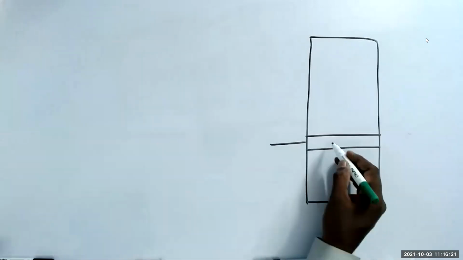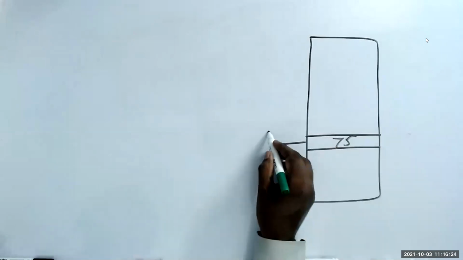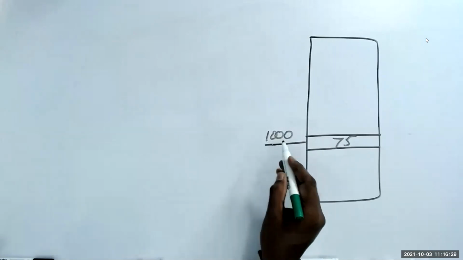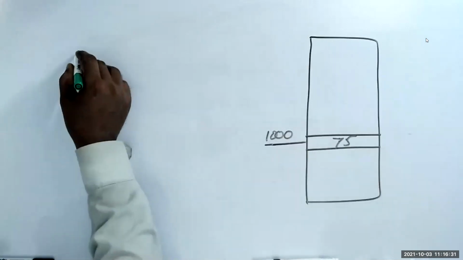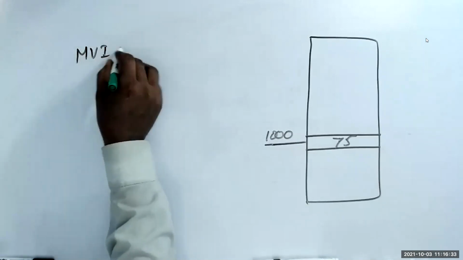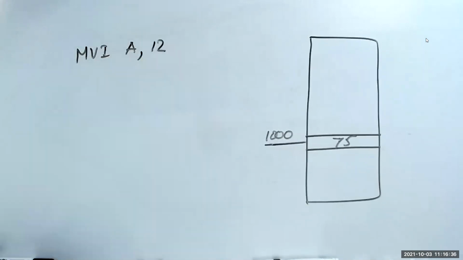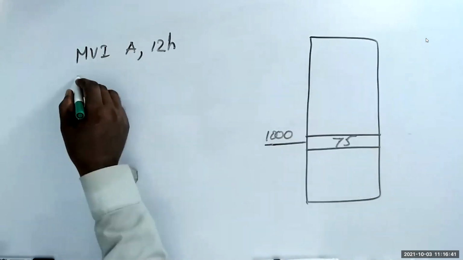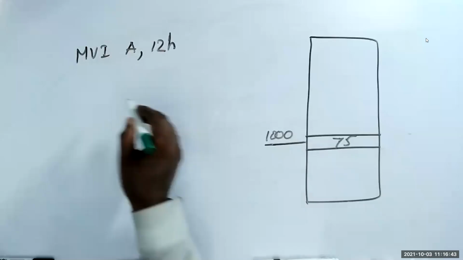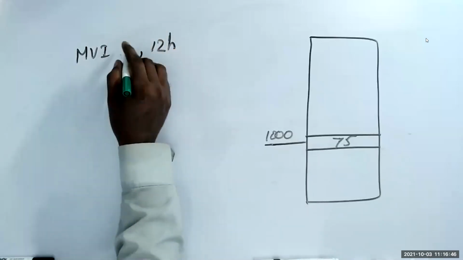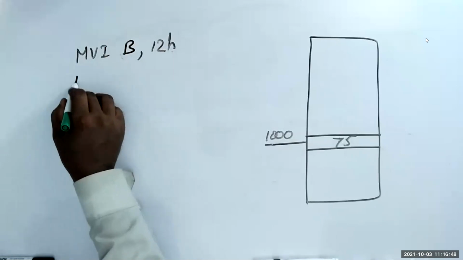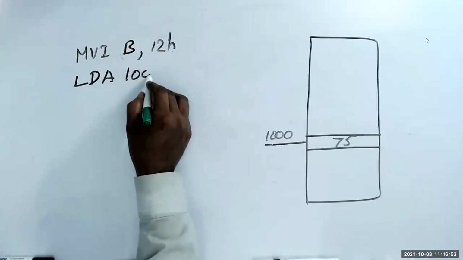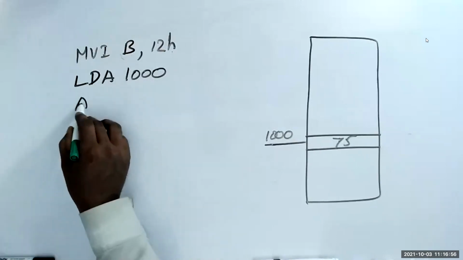I wanted to have a location of 75 at location 1000, and I wanted to add this with my accumulator. Let's say I say move immediate A, 12H. Let's assume everything is hexadecimal. I want to add this, I can do it like this. Let's say move immediate B, 12H. Load accumulator with 1000. Now add B. See that?